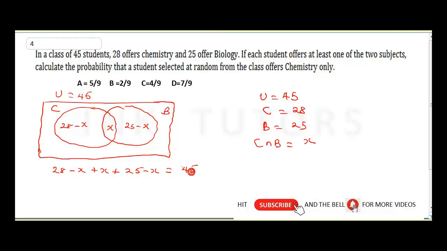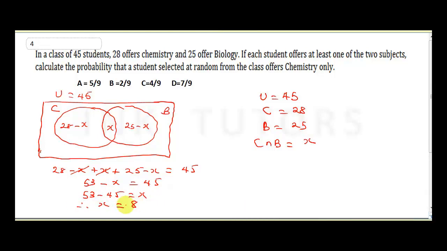So we are going to add 28 plus 25. Collecting our like terms, 28 plus 25 is going to give us 53. Now we have minus x minus x, that will give us 53 minus 2x is equal to 45. Now collecting our like terms, 53 minus 45 is equal to 2x. Therefore, our x is going to be 4 when you do that. Okay, so now we've been able to get the number of people who offer the two subjects.